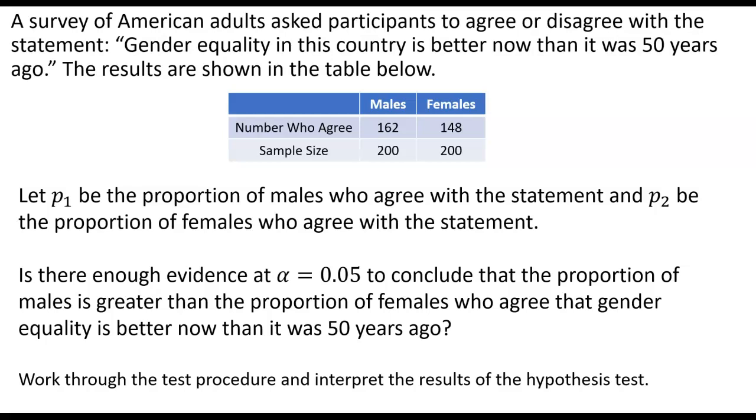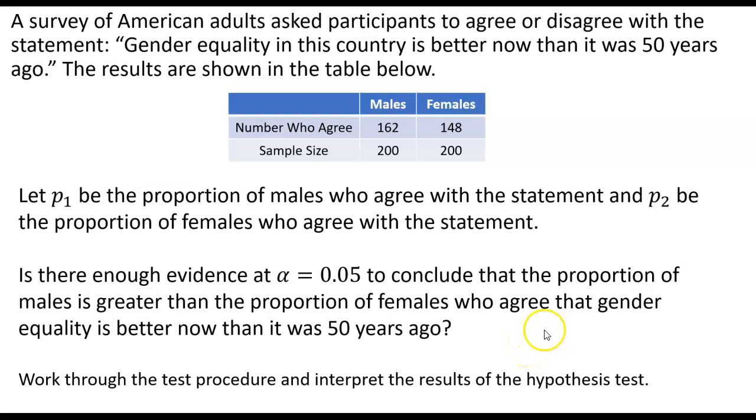Let P sub 1 be the proportion of males who agree with the statement, and P sub 2 be the proportion of females who agree with the statement. Is there enough evidence at alpha equals 0.05 to conclude that the proportion of males is greater than the proportion of females who agree that gender equality is better now than it was 50 years ago? Work through the test procedure and interpret the results of the hypothesis test.